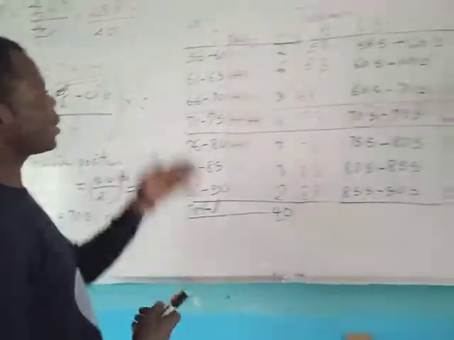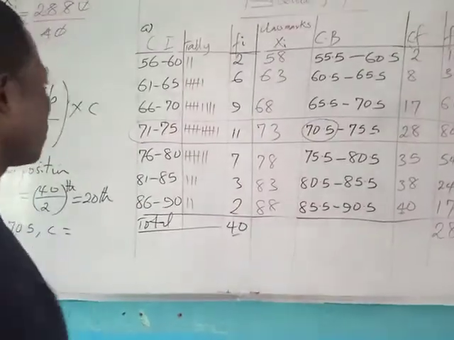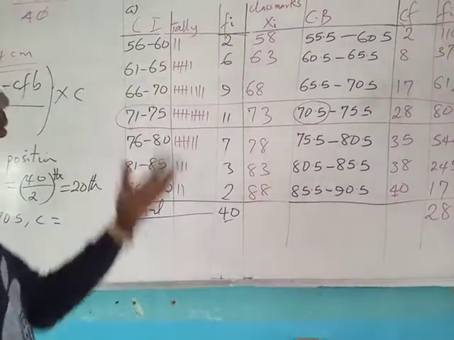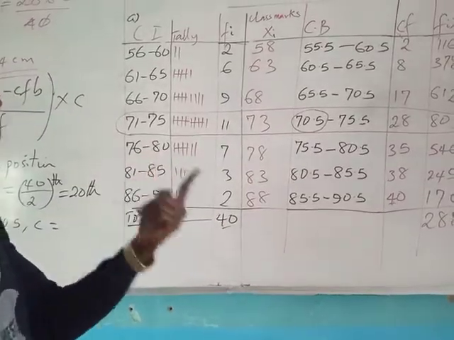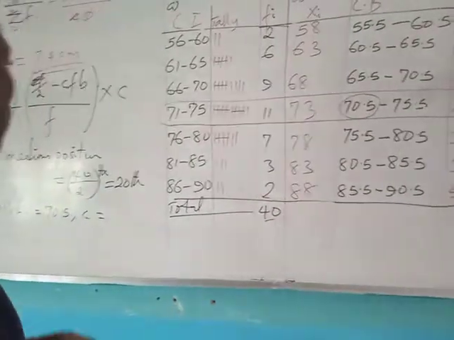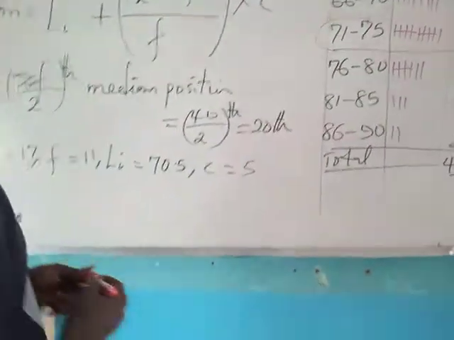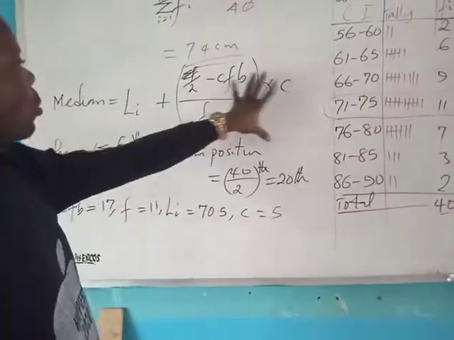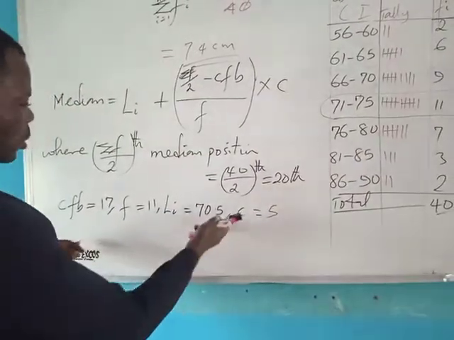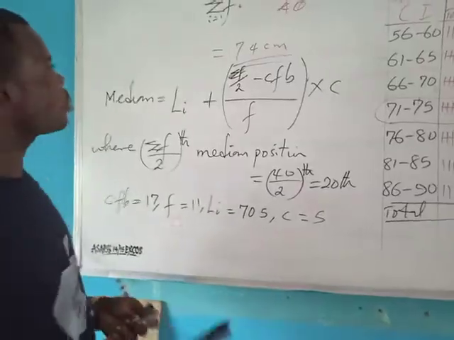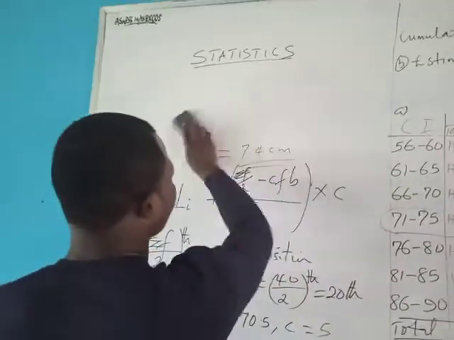So that is the range from 56 to 60. That is 5. If you count from 56, 57, 58, 59, and 60, that's 5. So our class size is 5. So what else? Nothing. We just need to substitute all of this into the formula, and we simplify with our calculator. So let's quickly do that.